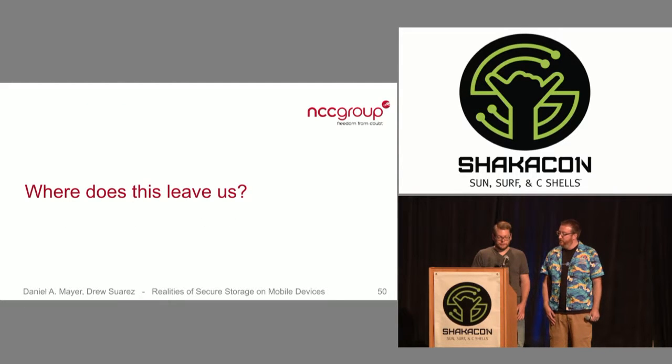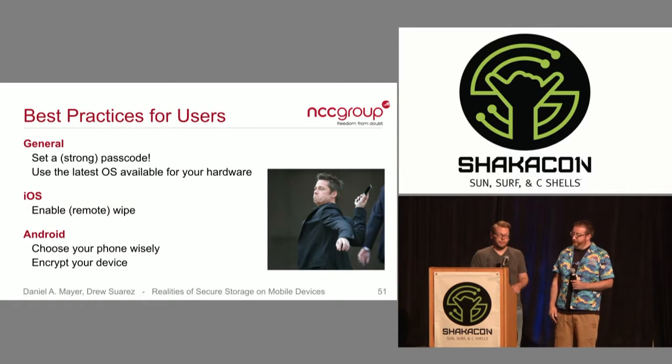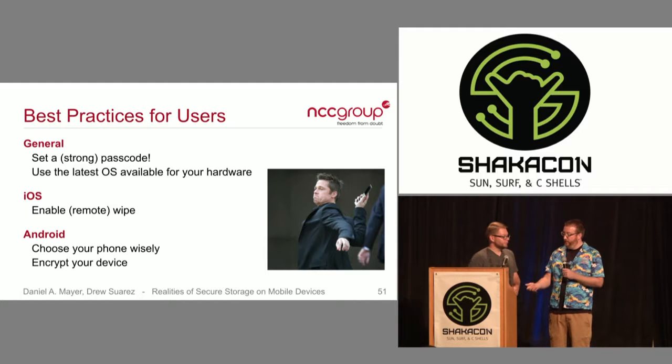So where does this leave us? Just two things here. In general, for best practices for users, we have to set strong passcodes on the devices so that the operating system can actually use the hardware features and everything in there. And then for iOS, you might want to consider enabling remote wipe so that your phone gets wiped if you either remotely want to or if you type in the passcode a number of different times.